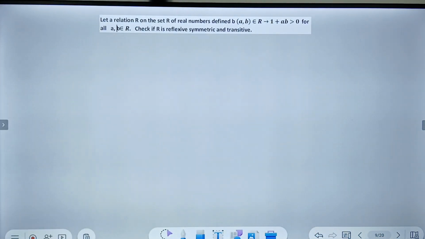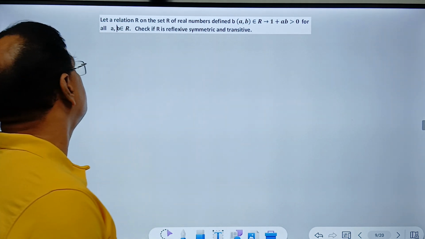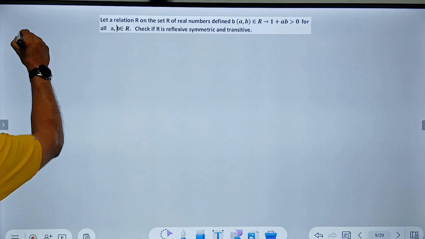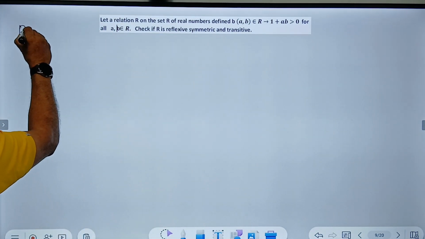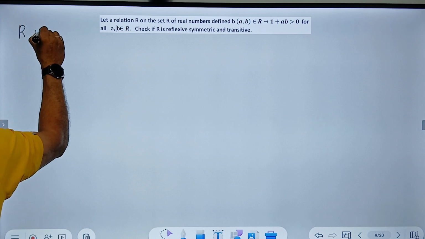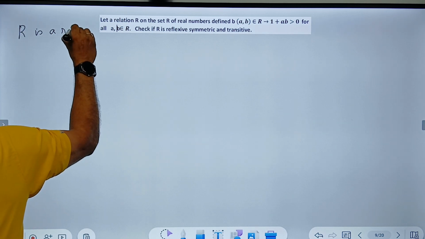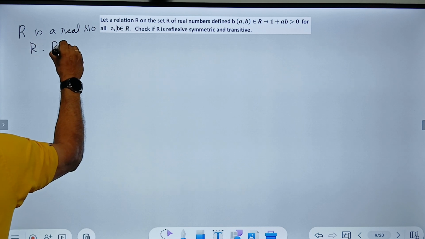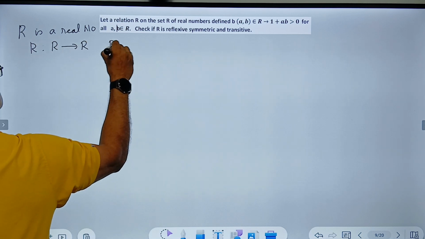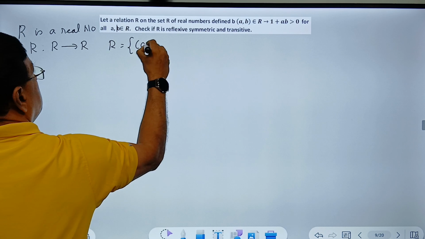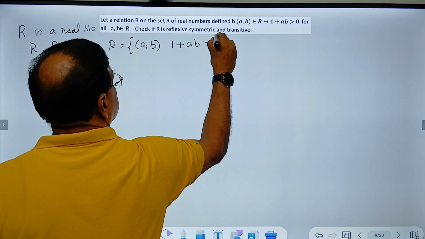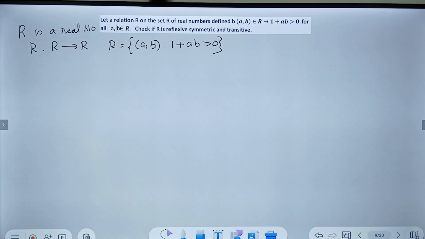Now, this is not from NCERT, but it's a very, very important question. R is a relation on the set of real numbers, a relation from R to R. It is defined as R equals (a, b) such that 1 plus ab is positive. 1 plus ab is positive.